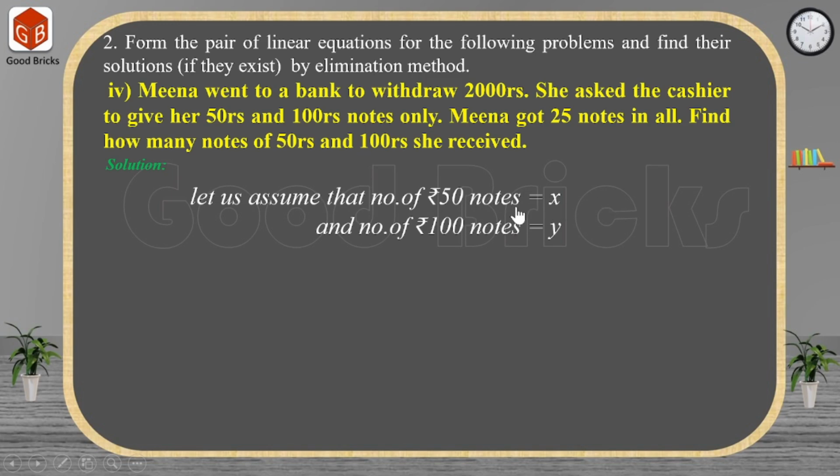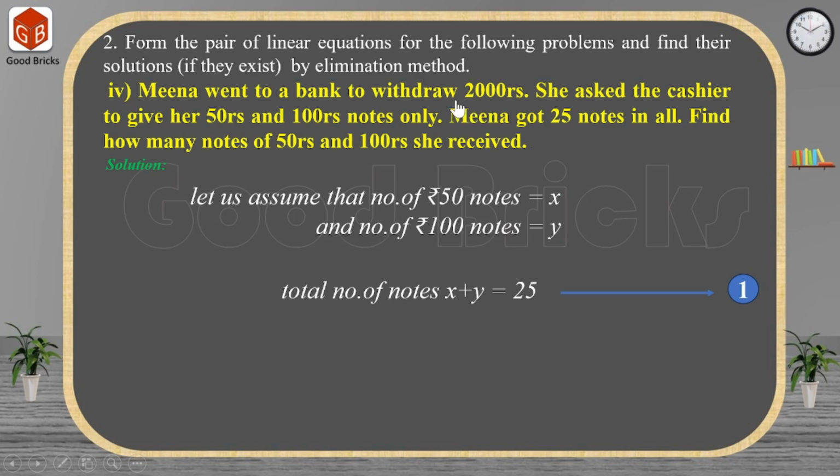Since we don't know how many 50 rupees notes she received, we are assuming it as X, and we also don't know how many 100 rupees notes she received, so we are assuming it as Y. But altogether means the total number of notes received by Meena is 25, so we can write X plus Y is equal to 25, and that is our first equation.